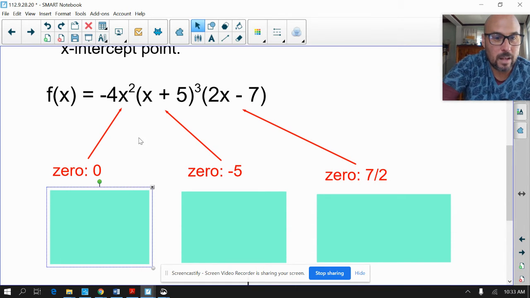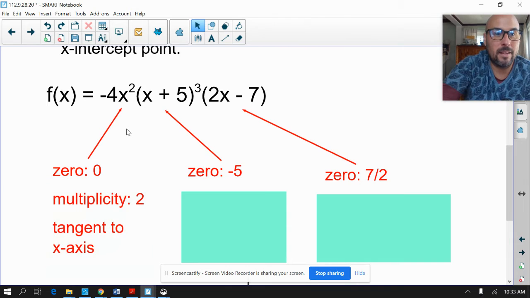Well, that 0 has a multiplicity of 2. It's being squared, so it occurs twice. That means that when I graph it, it's going to be tangent at that point. At the point x equals 0, the graph would look like a parabola. It would be tangent to it.